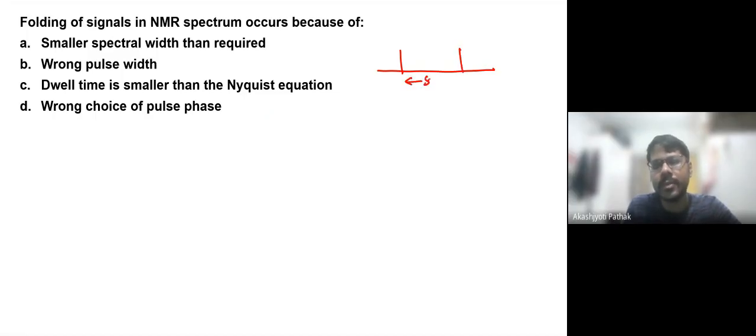We just now discussed that if you select a spectral width, and if your spectral width is very small, then what will happen? The particular resonance frequency you want to capture may lie beyond this spectral width. In such a case, there can be folding of this particular signal within this spectral width, and you can get a resonance frequency at a wrong ppm value, at a wrong position. So if your spectral width is smaller than that is required, then folding of signals occurs. So answer is option A.